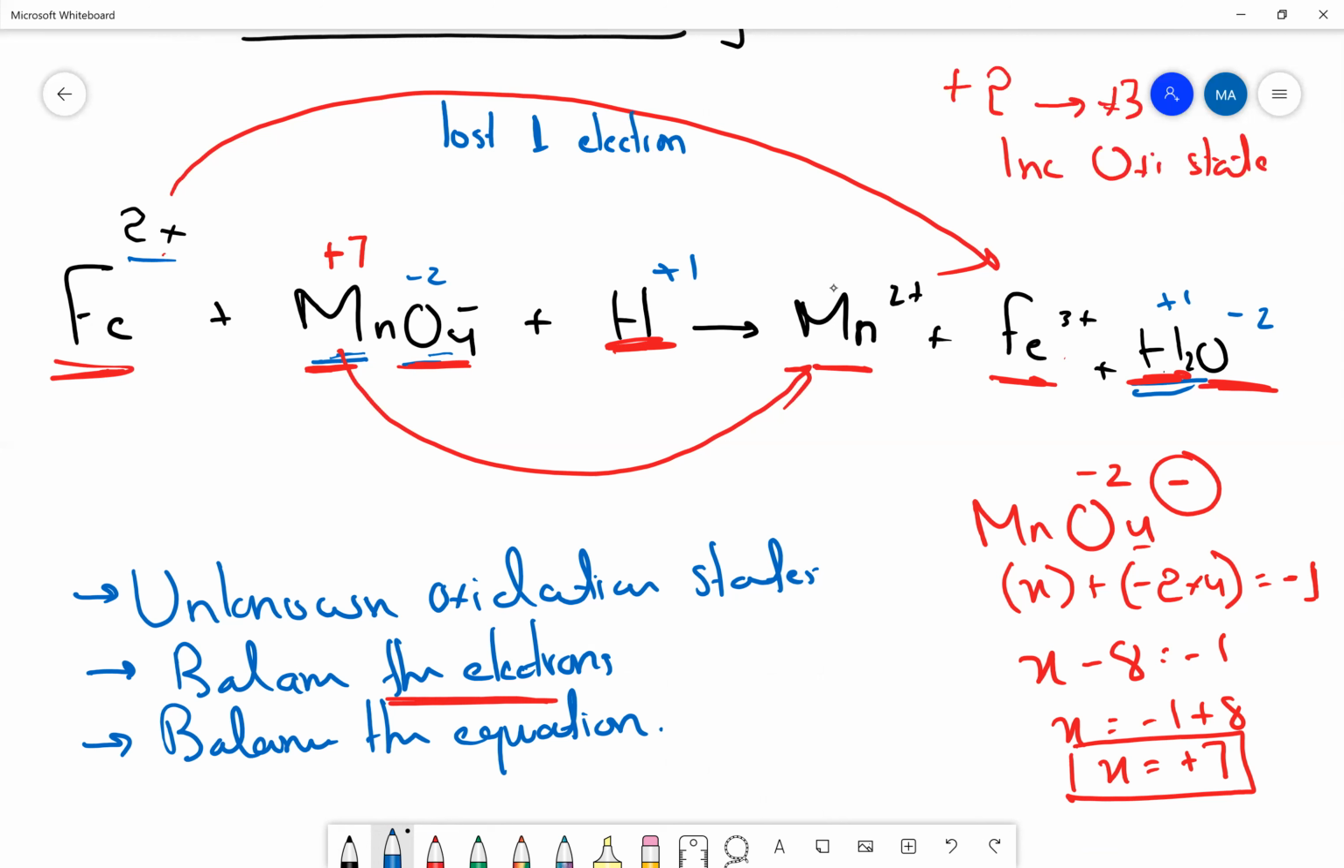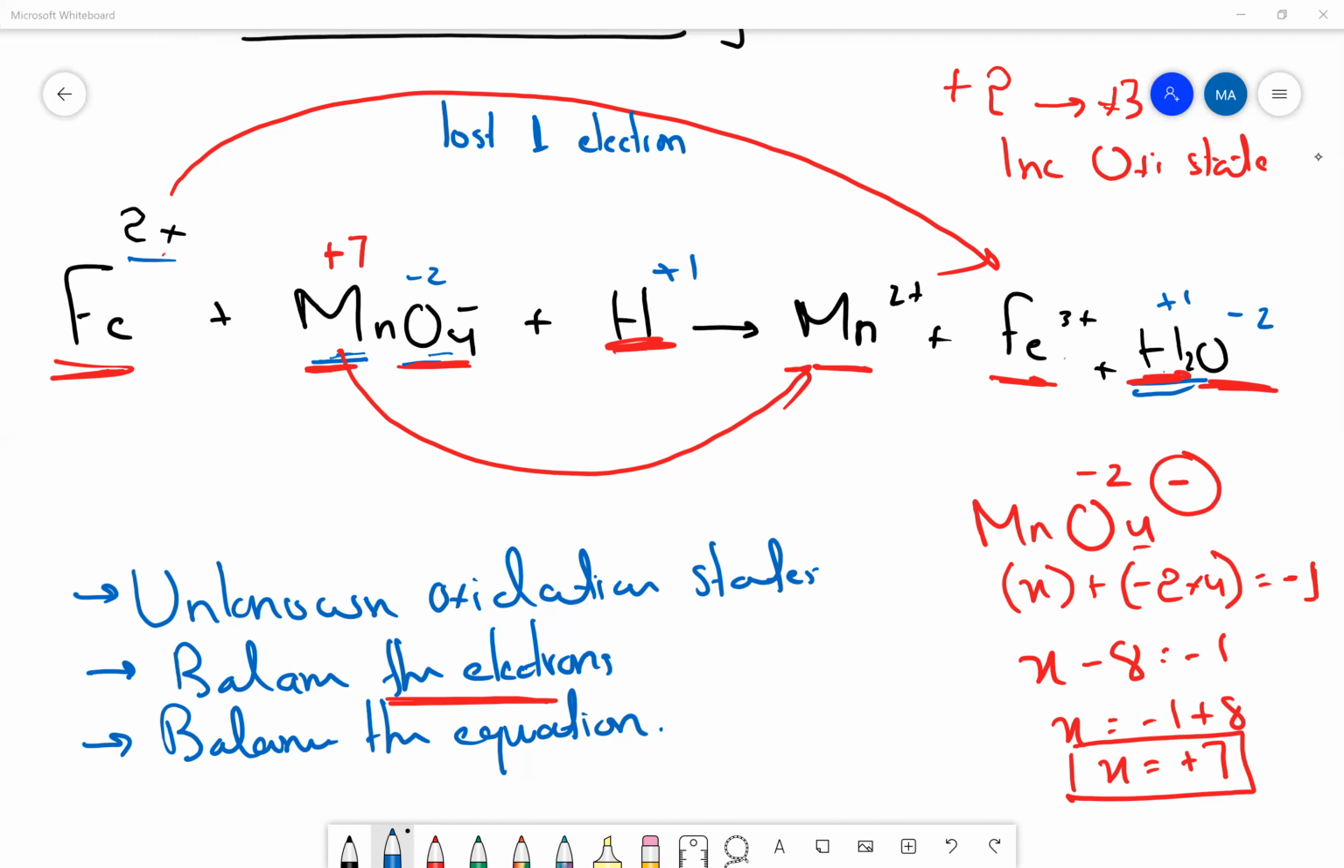Dua, is this clear up till now? Dua, are you there? समझ आ रहा है? I'm having some internet issues. Can you repeat? Okay. Where did you get cut off? कहाँ से बताऊँ? Loss of 1 electron for iron.